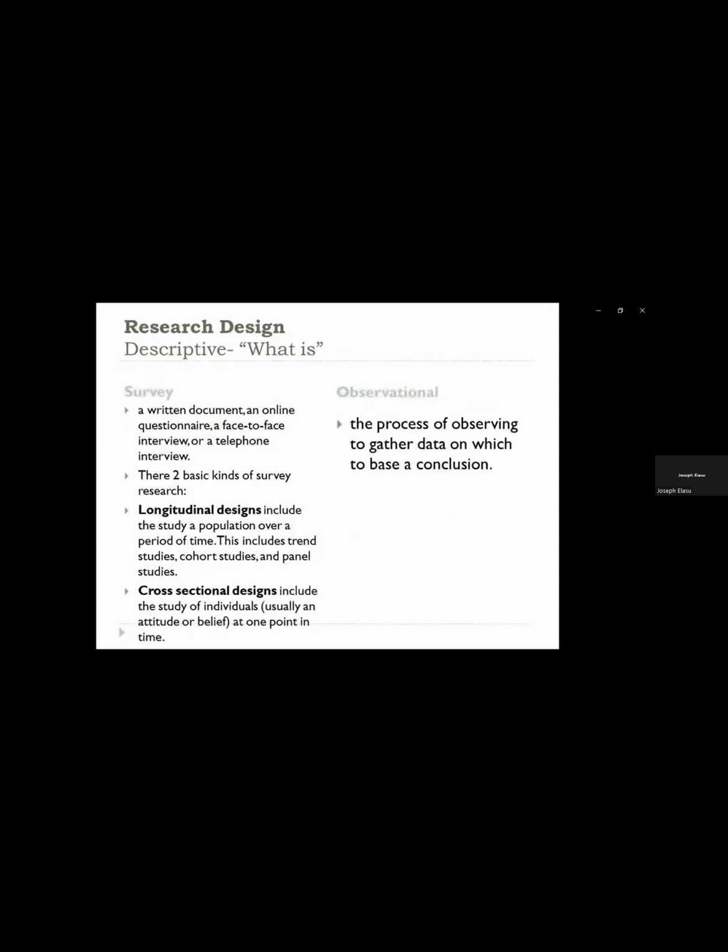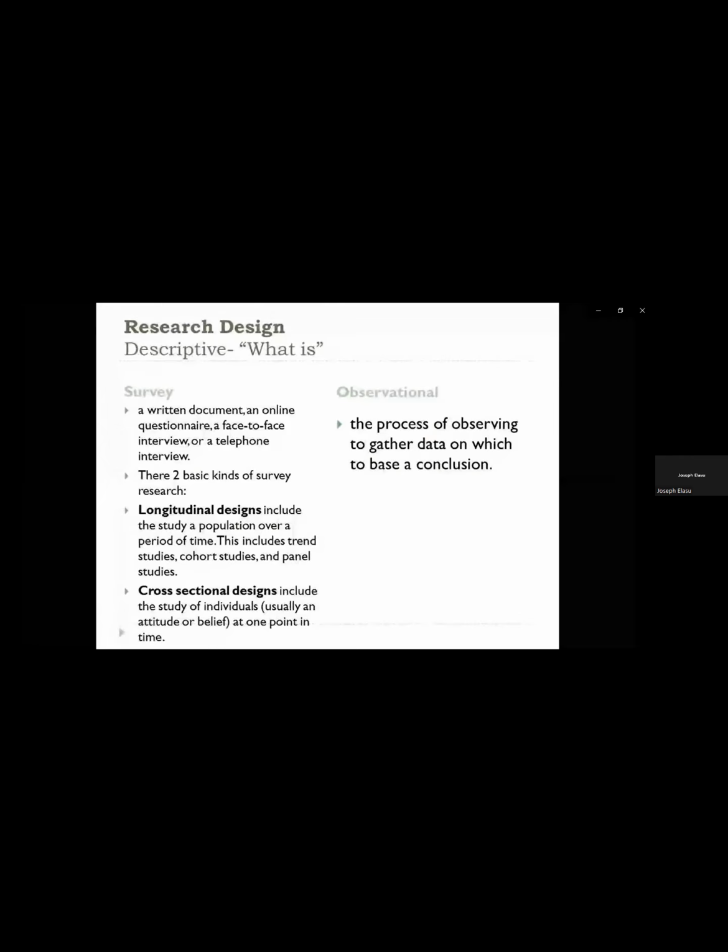Now, most research texts identify two different types of descriptive studies, a survey study and an observational study. A survey study uses some type of written document or online questionnaire or interview to gather information about what is. There are usually two basic types of survey studies, longitudinal designs and cross-sectional designs. Longitudinal designs study a population over a period of time. They are oftentimes referred to as trend studies or cohort studies or panel studies.